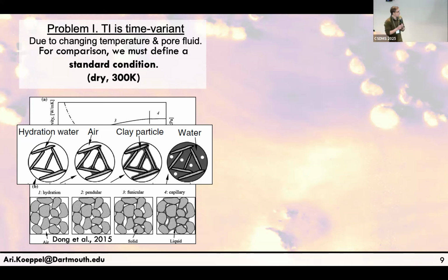And so for the utility of thermal inertia, it's worth defining a standard condition. And my collaborators and I have decided that this standard condition should be a dry condition at 300 Kelvin. And then we can model the processes that affect this standard condition, such as soil moisture and temperature.